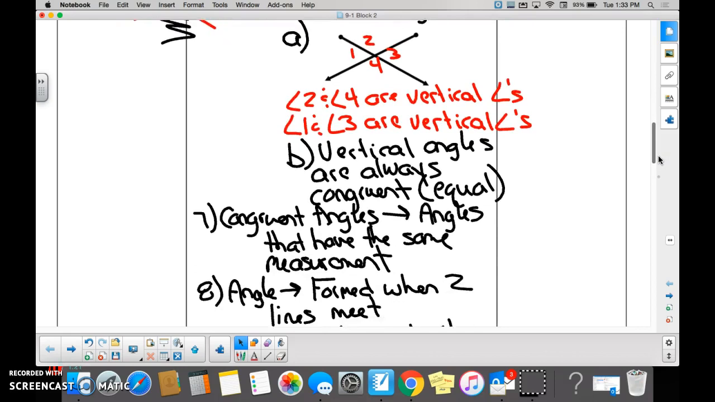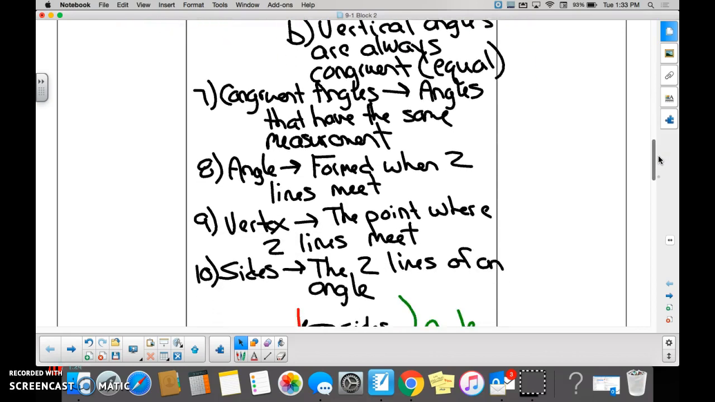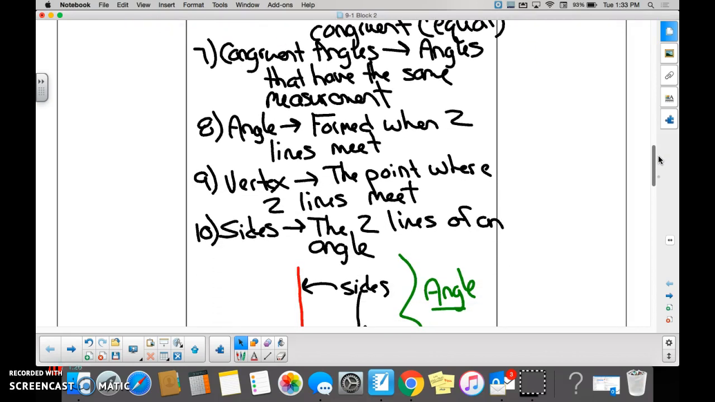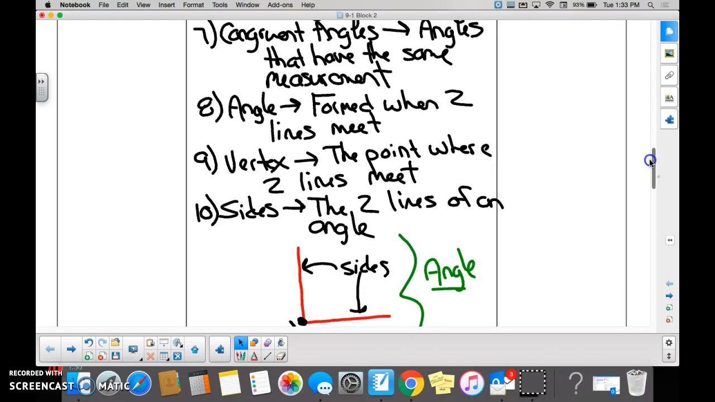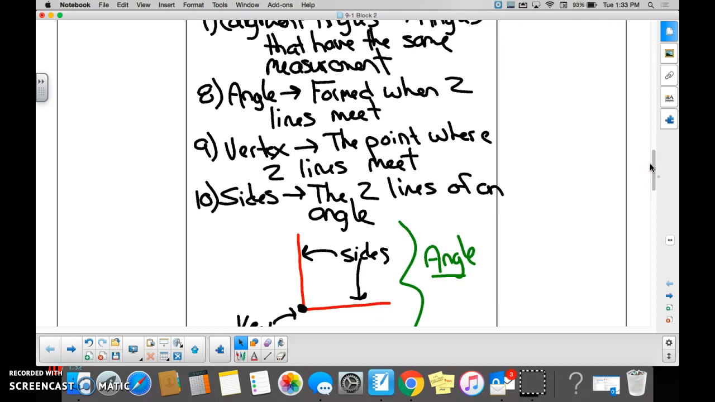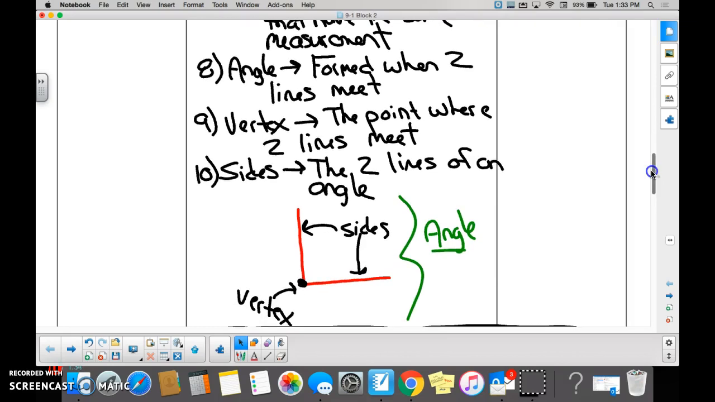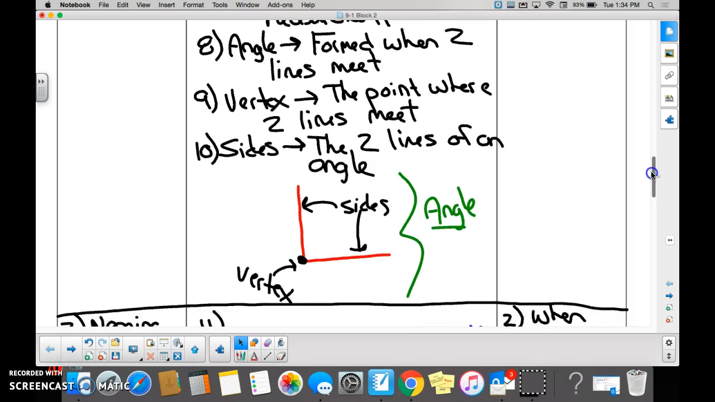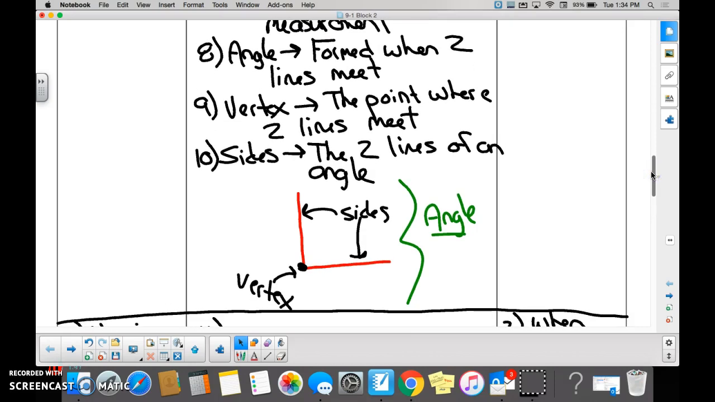Number 7. Congruent angles. Congruent means what? Equal. Exact same. An angle, how many lines must be connected in order for an angle to be formed? 2. What is the connecting point of two lines called? The vertex. And then two sides of an angle, are the two parts that make up an angle are called?